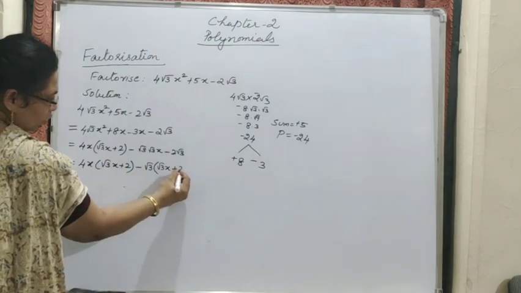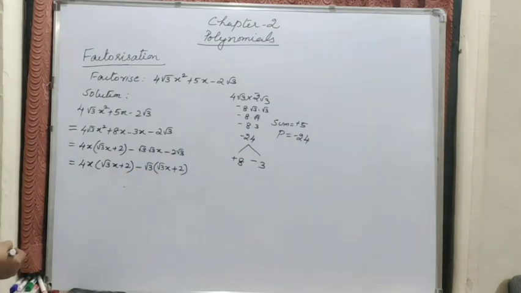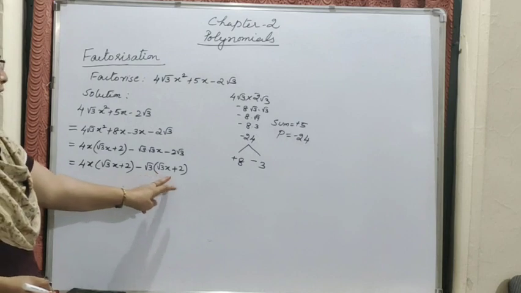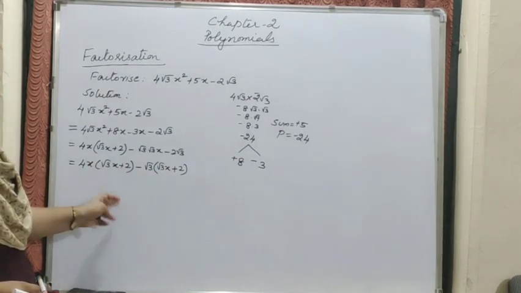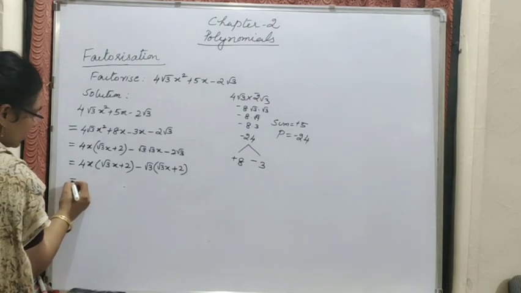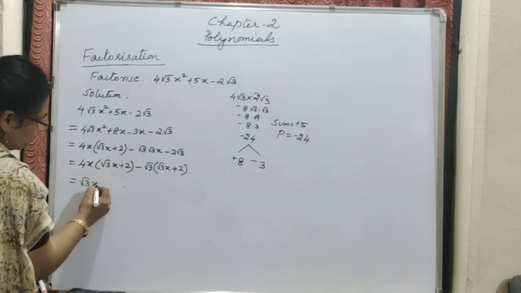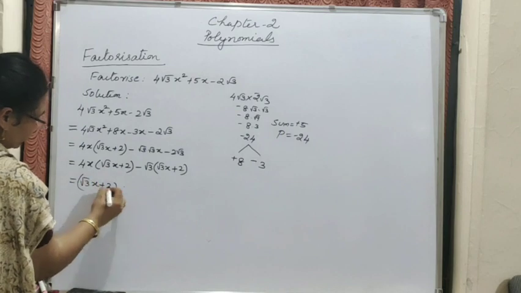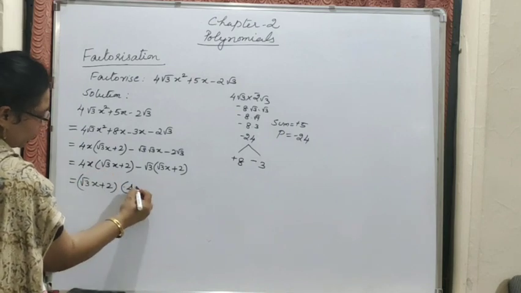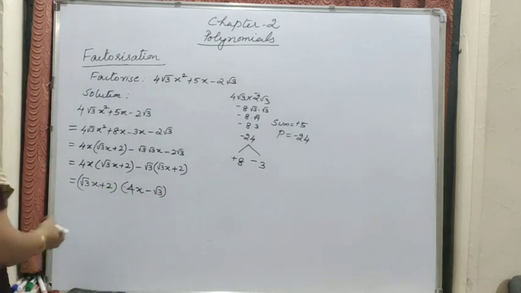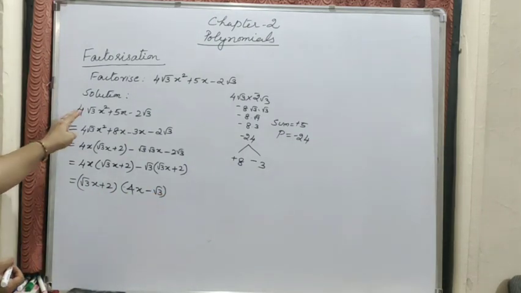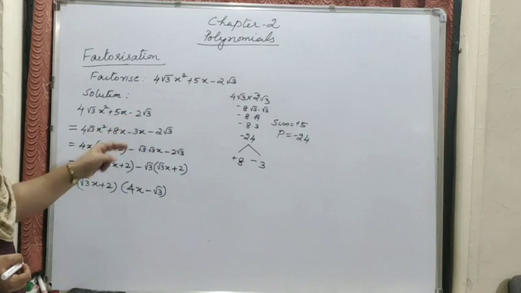So remaining is 2. So root 3x plus 2. Now you compare whether we are getting the same terms in the brackets. So it is same. So once again another common factor it is. So root 3x plus 2 as a common we are taking. So what is remaining? Here 4x only and here minus root 3. So we got as a product of factors now. 4 root 3 x square plus 5x minus 2 root 3.